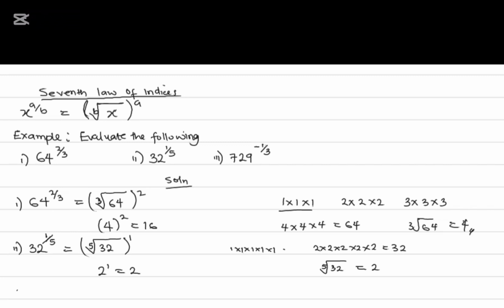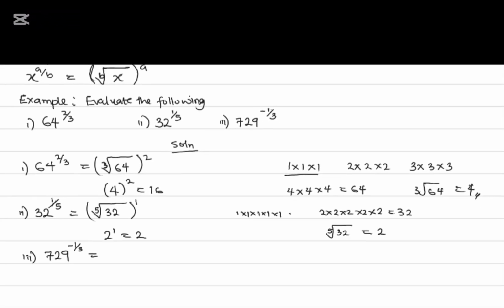So the third one now, we have 729. But this is raised to power minus 1 over 3. So how do we get to do this? Well, quite an easy one. It's not difficult. I can simply say from this question that we would have the third root of 729, then raised to power minus 1.